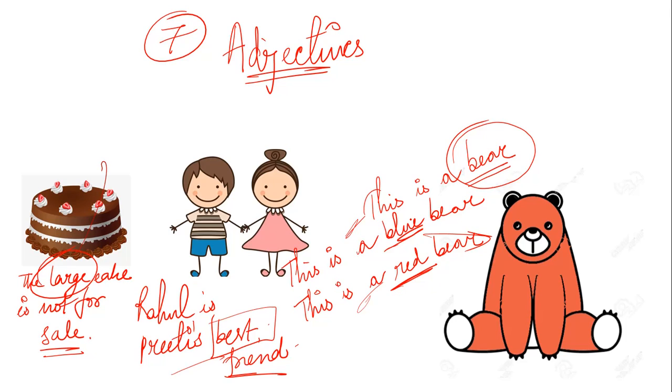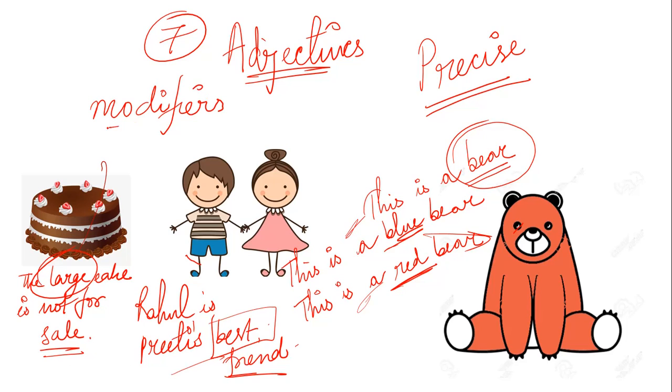So why do we use adjectives with nouns? Because they make the nouns more precise. They modify the noun. They change the noun. Okay. They can also make our language beautiful. So that's the reason we use adjectives. We use them as modifiers. So it means that they change the noun. They give more meaning to the noun.